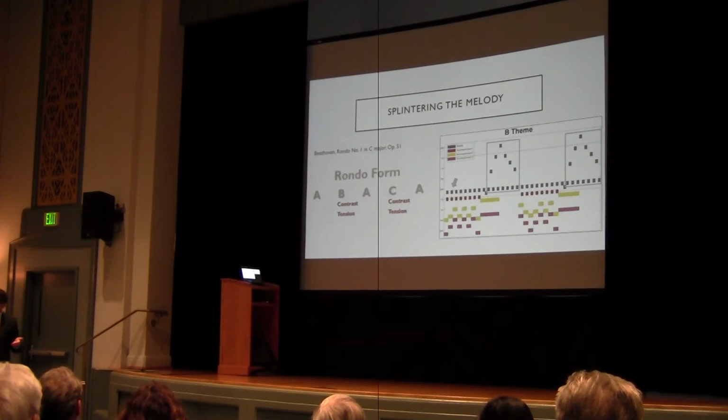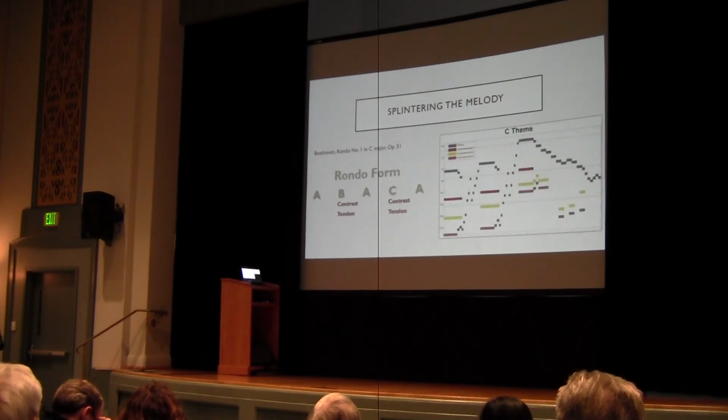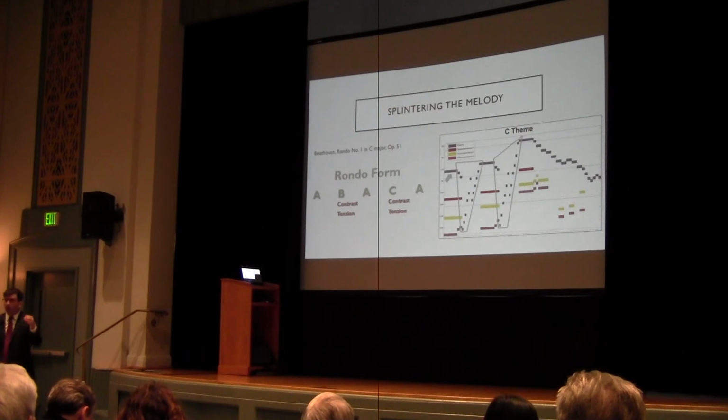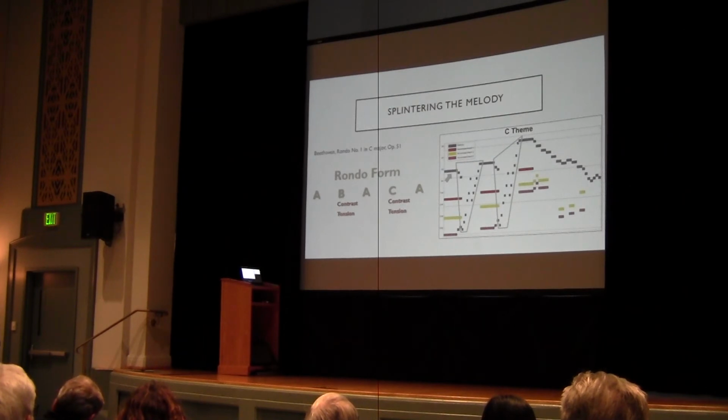So we see that in the B theme, and then we see an even more dramatic version of this effect in the C theme. There are these two spots in the melody where the pitches get really far apart, and they're changing really fast. Really hard to track that as just a single melody through those really fast arpeggios.